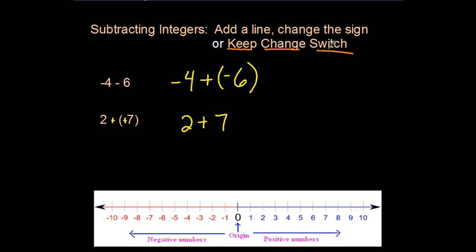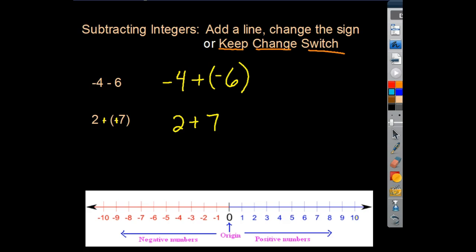And our modeling becomes the same. I've got -4 plus -6. And again, that's just a movement from 0 to the first number, and then from that number, 6, -6, in a -6 direction. So 1, 2, 3, 4, 5, 6 gives me my answer right here, -10.